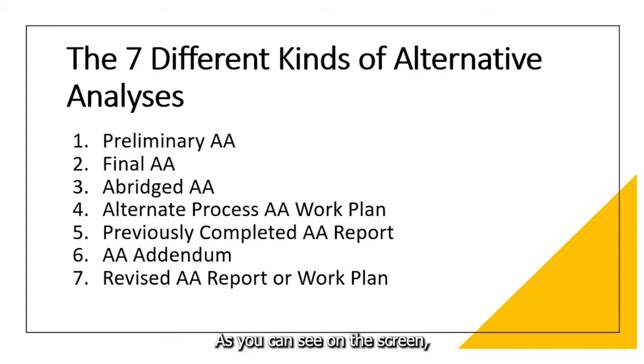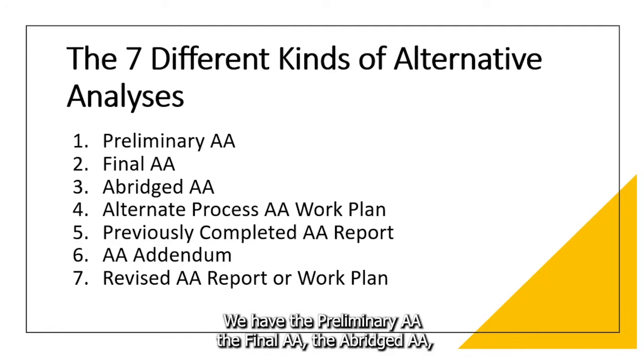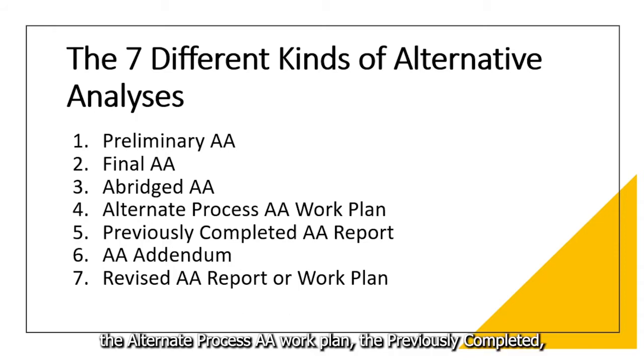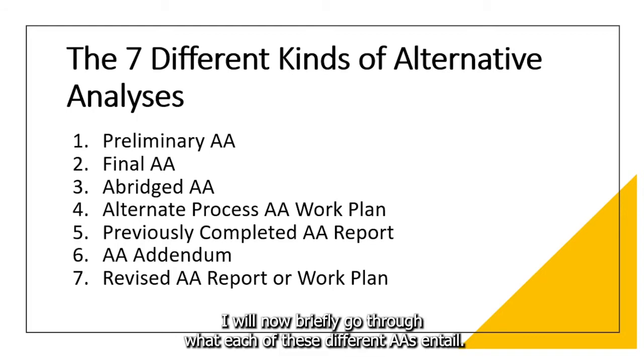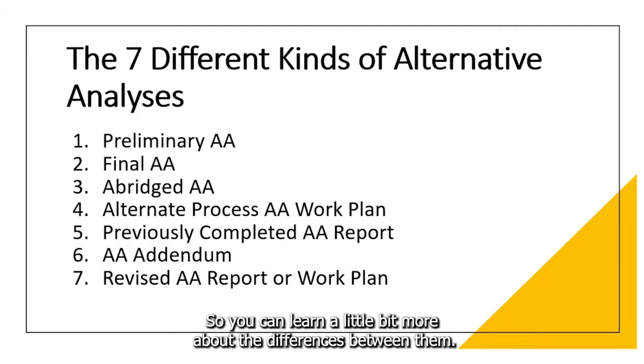As you can see on the screen, there are 7 different kinds of alternative analyses. We have the preliminary AA, the final AA, the abridged AA, the alternate process AA work plan, the previously completed AA report, the AA addendum, and the revised AA report or work plan. I will now briefly go through what each of these different AAs entail so you can learn a little bit more about the differences between them.